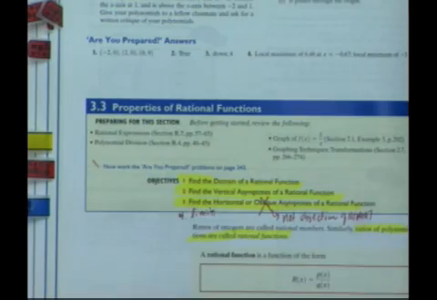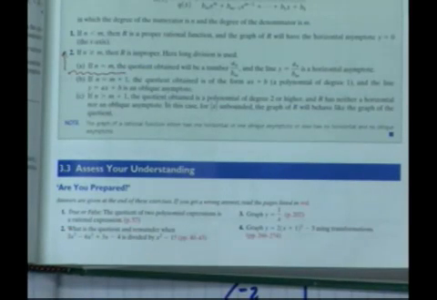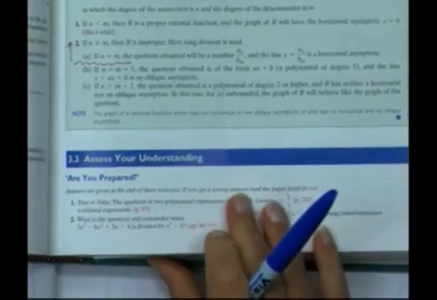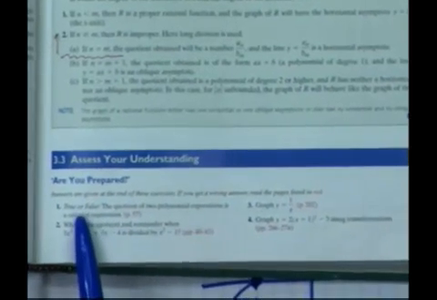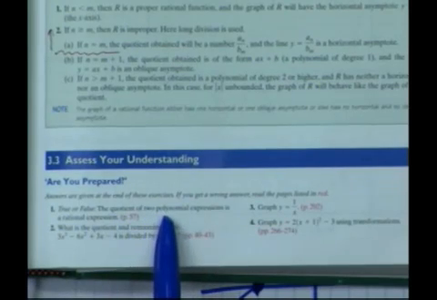Okay, so let's flip to the end of section 3.3, preparing for this section, and see if we're prepared. I'm on page 343. And because of the interest of time, we're going to do this together. 3.3, are you prepared? Okay, number 1, true or false? The quotient of two polynomial expressions.